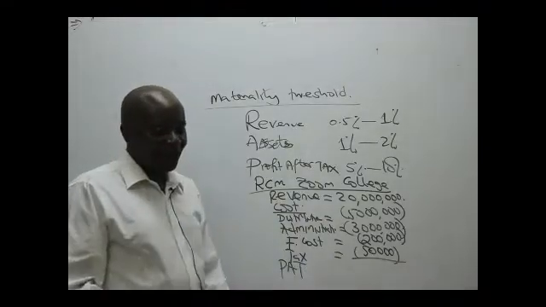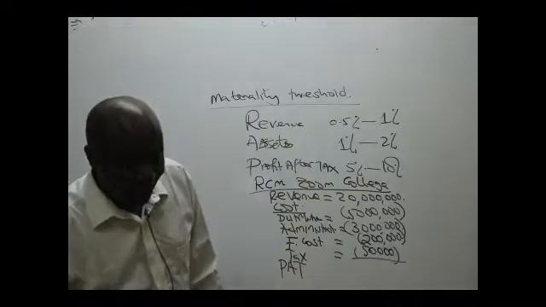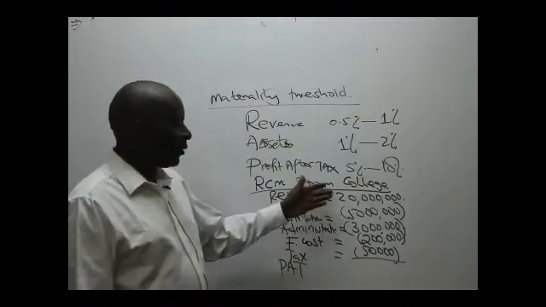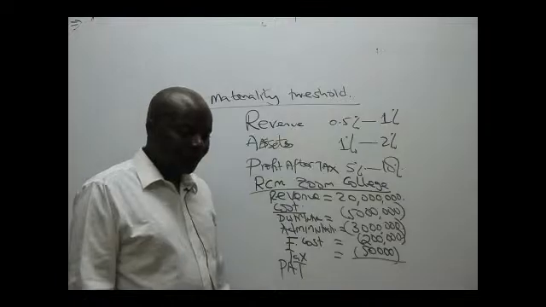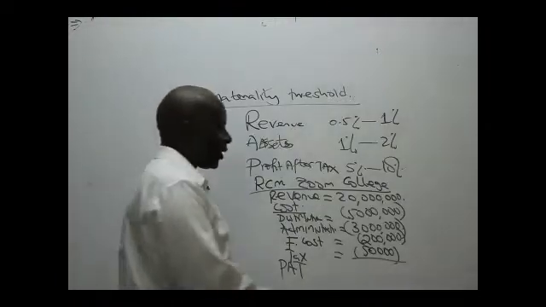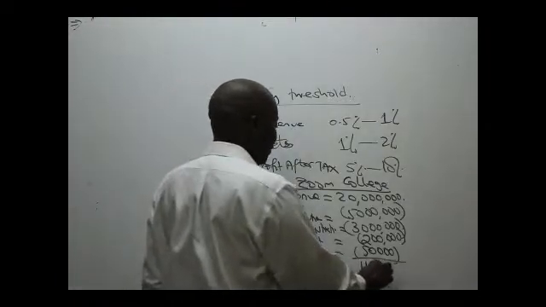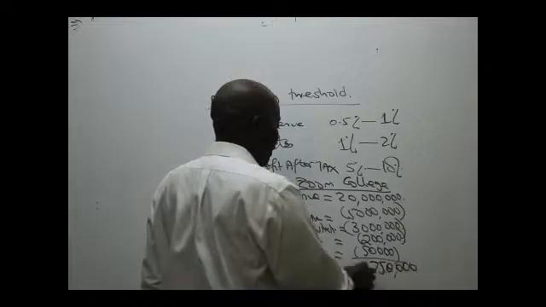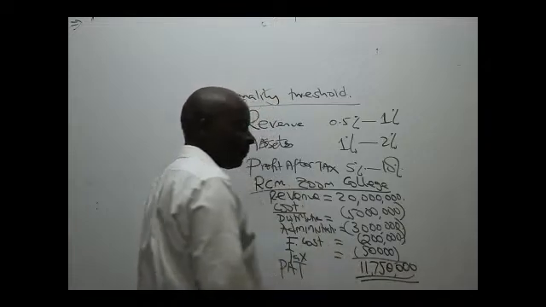So profit after taxation, somebody subtract for me. What are we getting here? 20 million minus this minus 11,750,000. So we have here 11,750,000, like that, double on the line.